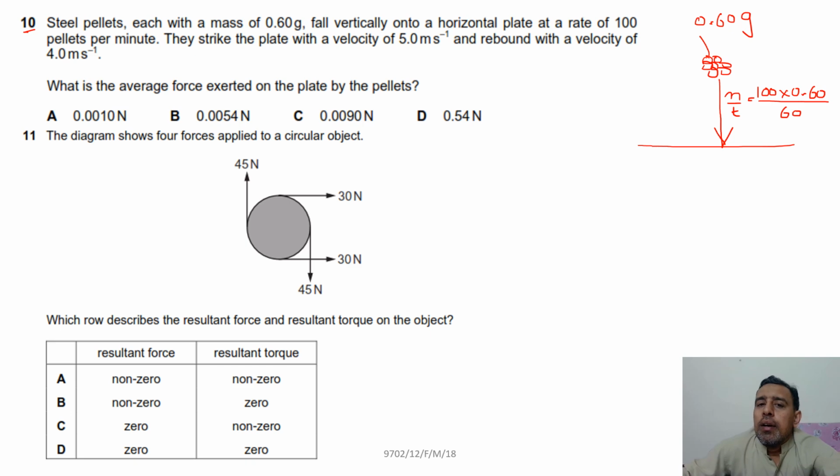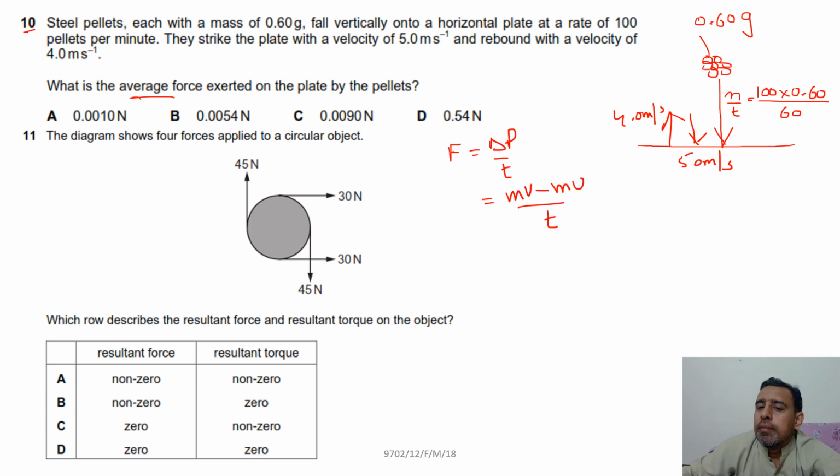Now they strike with a velocity of 5 meters per second and then rebound with a velocity of 4, which means the momentum is going to change. And now you have to find the average force. It is simple. Average force is change in momentum over time.